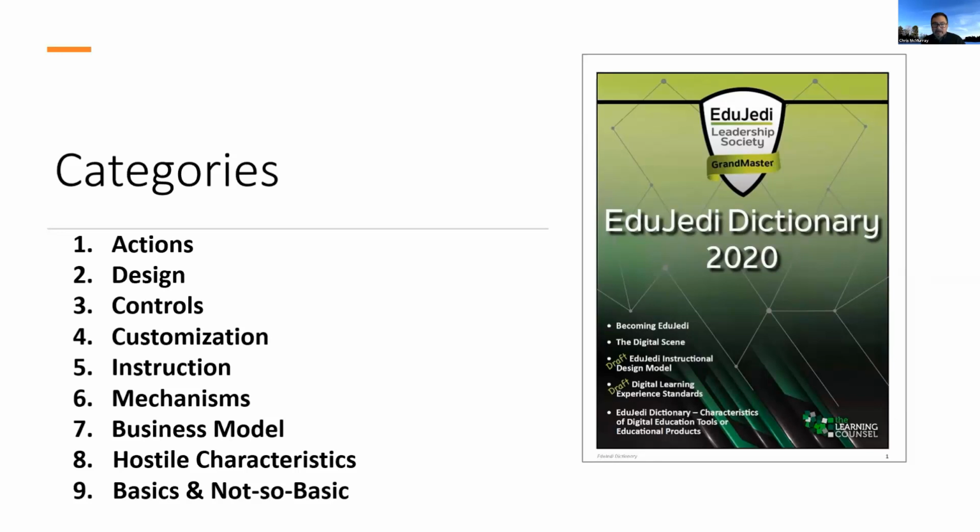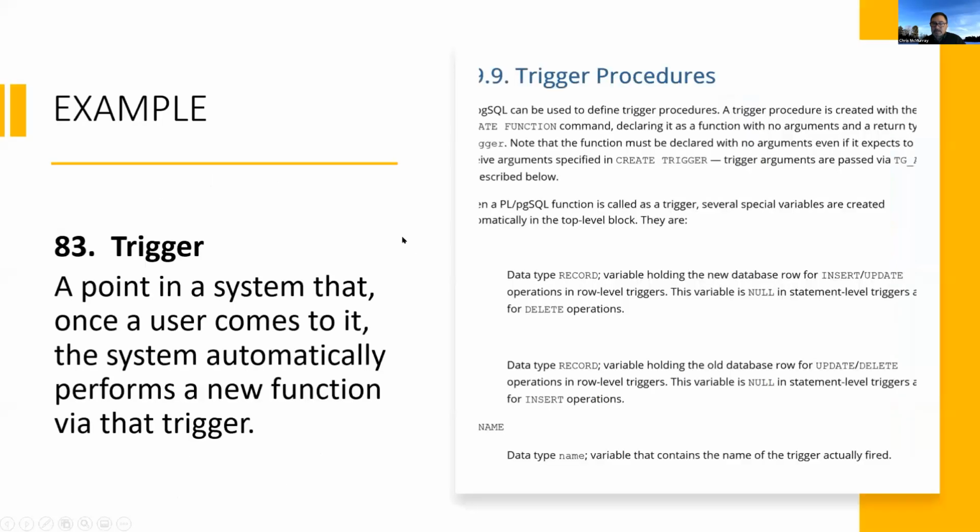Tied very closely to hostile characteristics. These are pitfalls that you want to understand and foresee before you start adding resources into your ecosystem and selecting those. You have to understand what hostile characteristics are. And then finally, the last category is really sort of a catch-all. It's terms and ideas that are important to understand as you start to select and use these resources. So here's a couple of examples of those definitions.